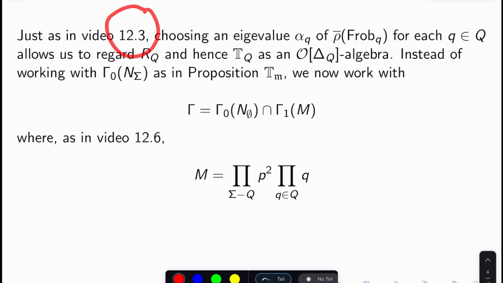Just as in video 12.3, choosing an eigenvalue alpha Q of rho bar of Frobenius at Q for each q in Q allows us to regard R sub Q, and hence T sub Q, via phi sub Q, as an O bracket delta sub Q algebra. Instead of working with gamma 0 n sub sigma as in proposition T sub frac m, the one that we just recalled, we're now going to work with a different group, gamma, which is gamma 0 n sub empty set intersect gamma 1 of m, where, as in video 12.6, this number m is the product of primes p in sigma minus Q of those primes squared times the product of primes q in Q of those primes q. Okay, so we're going to change which congruence subgroup we're working with.